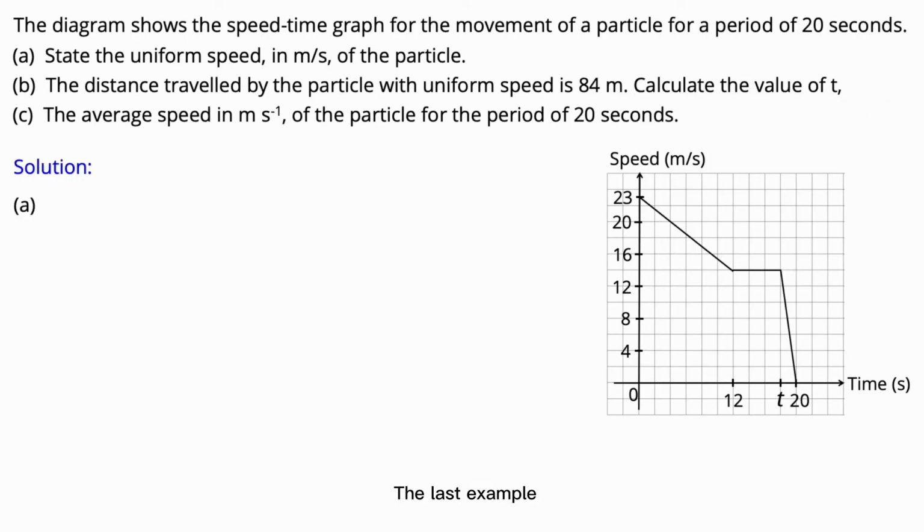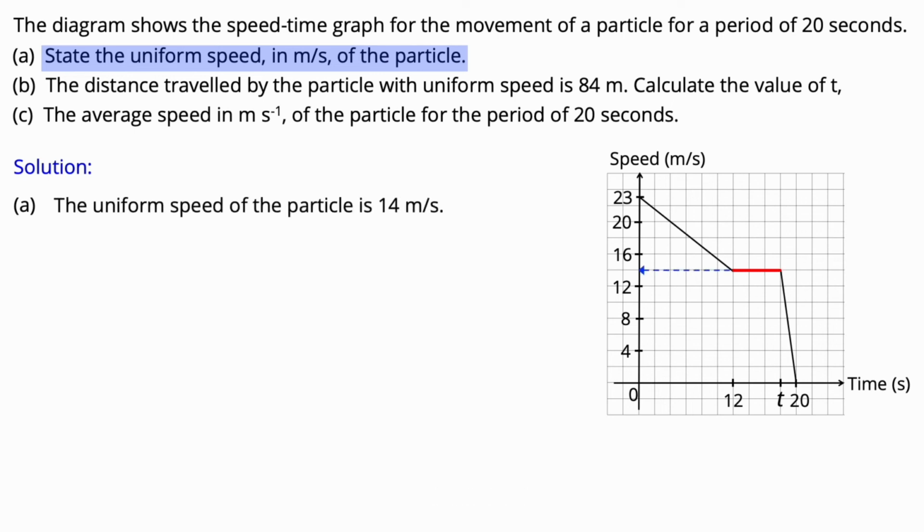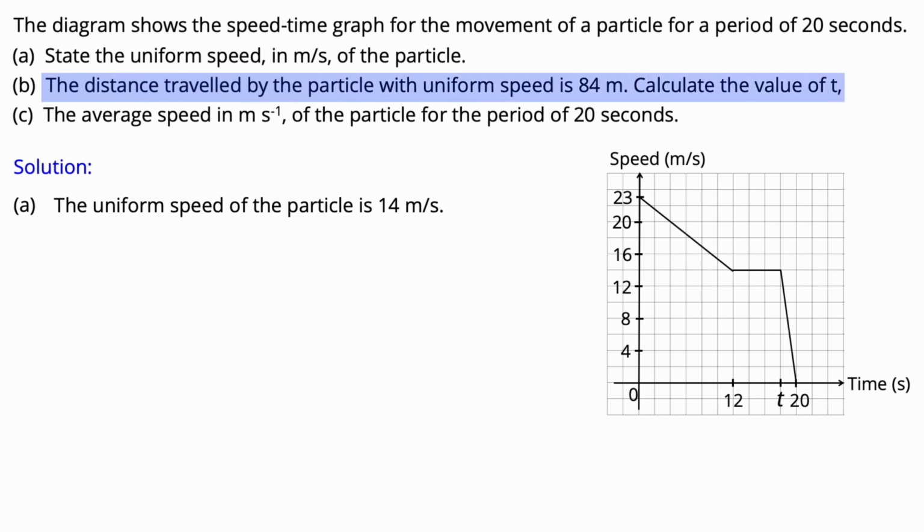The last example. The diagram shows a speed-time graph for the movement of a particle for a period of 20 seconds. A. State the uniform speed in meters per second of the particle. There is no change of speed of a moving particle on the flat line. From the graph, the uniform speed of the particle is 14 meters per second. B. The distance traveled by the particle with uniform speed is 84 meters. Calculate the value of t.